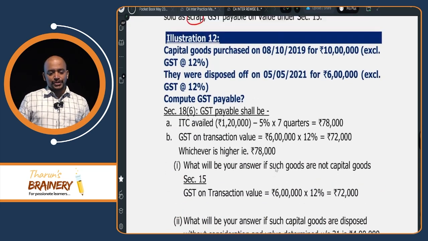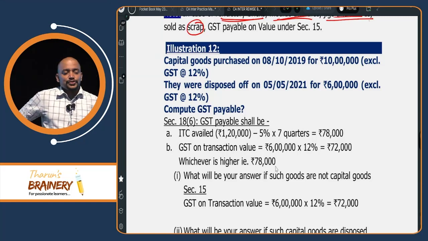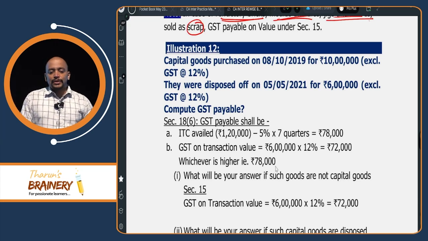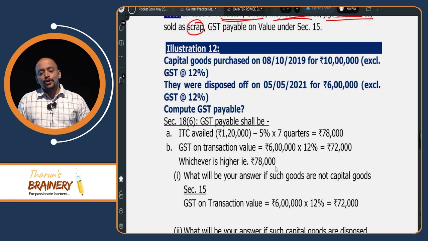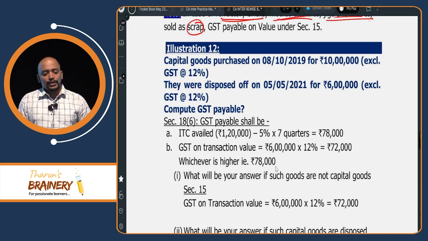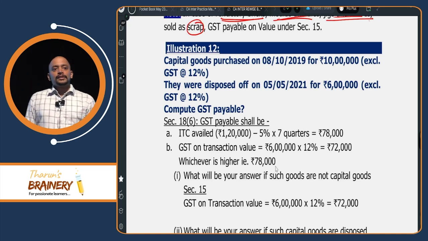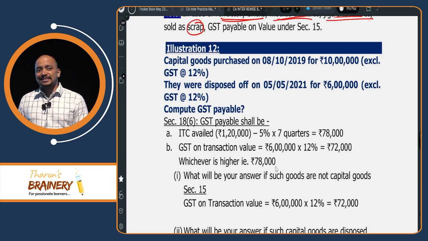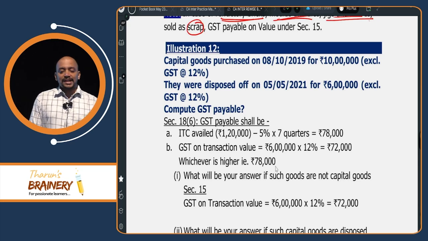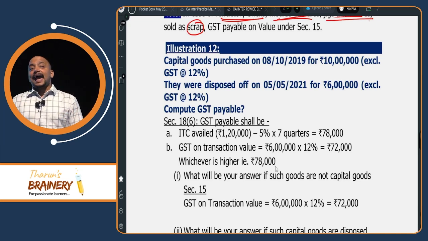Now have a look into this illustration 12. Capital goods purchased on 8/10/2019 for 10 lakhs, excluding GST at 12%. They were disposed of on 5/5/2021 for 6 lakhs, excluding GST at 12%. Compute the GST payable. First, what we need to do? ITC availed minus 5% for every quarter or part thereof from the date of purchase till the date of sale. What is the date of purchase? 8/10/2019. What is the date of sale? 5/5/2021. How many quarters? Take calendar quarters.